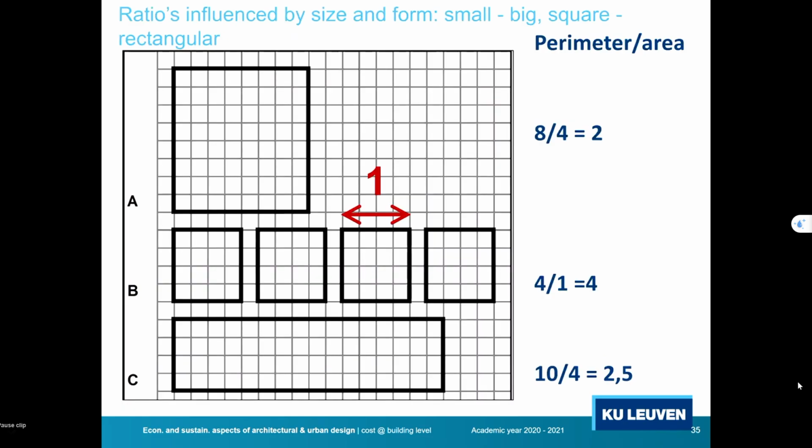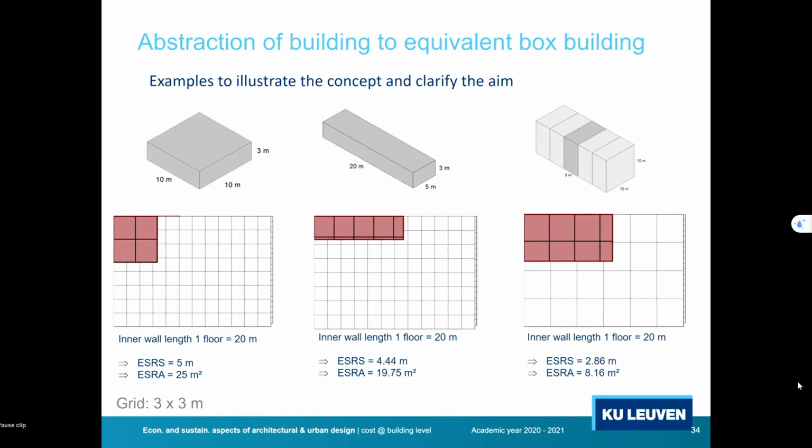Now, why is this so important? Because by drawing these different fictive square rooms, we can easily compare if the real building has a very large amount of inner walls or small amounts, looking at the area of these square rooms.